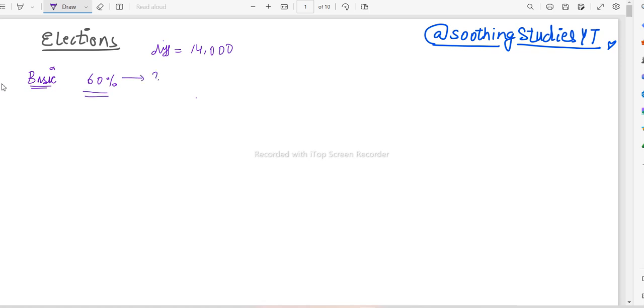In this case, what you have to do is consider the total number of votes to be 100 or 1000 according to the situation given. Here it is given 60%, so I can easily take 100. I can divide it into the winning candidate getting 60%, and the remaining losing candidate getting 40%. Now it says the difference in the votes, which is 20, is equal to 14,000, which is 700 times.